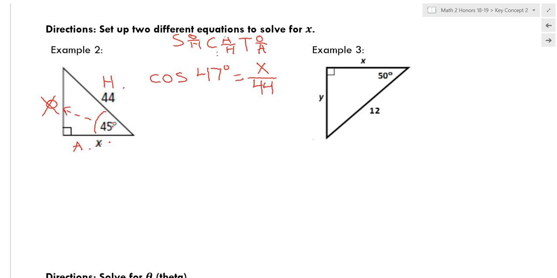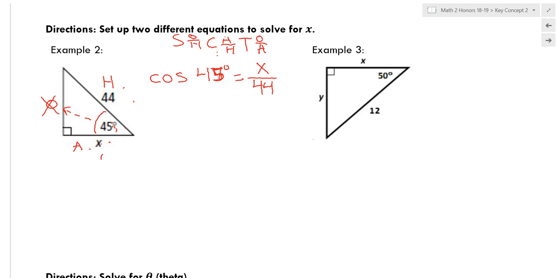Eventually we're going to look into solving these types of equations, but we're going to do that later. Right now we're just looking at setting up the equations. Okay? So again, I don't know why I put 47, 45. Sorry about that. The cosine of this angle is A over H. That's all we're saying.